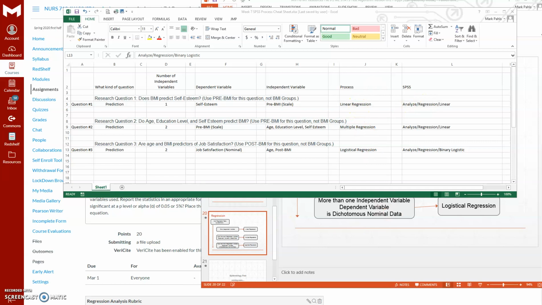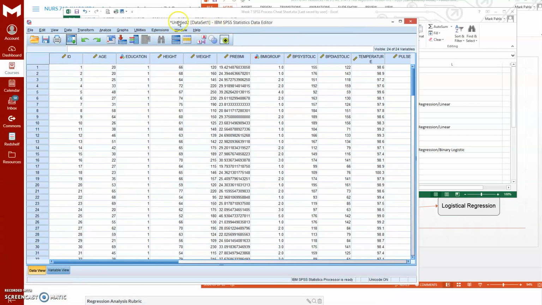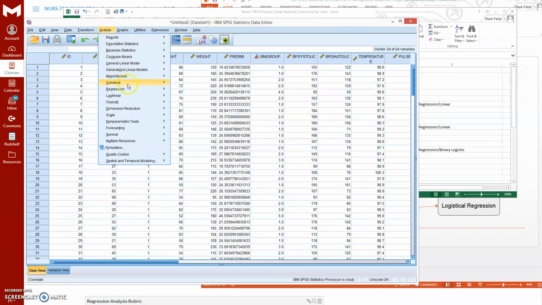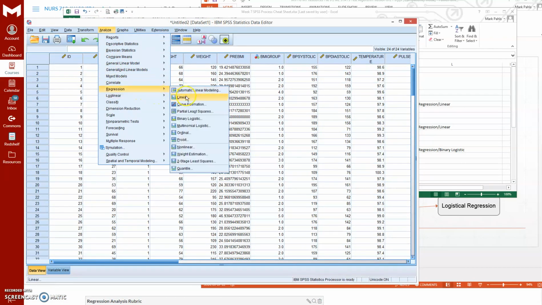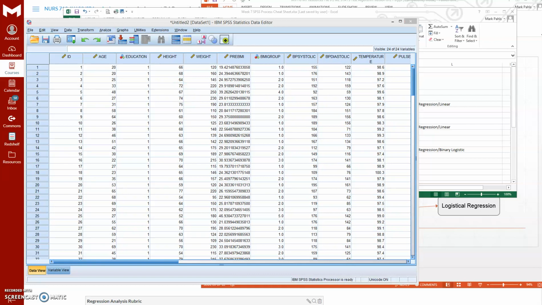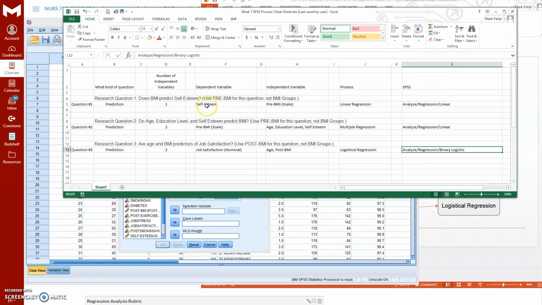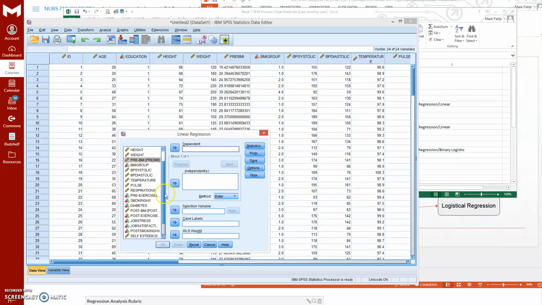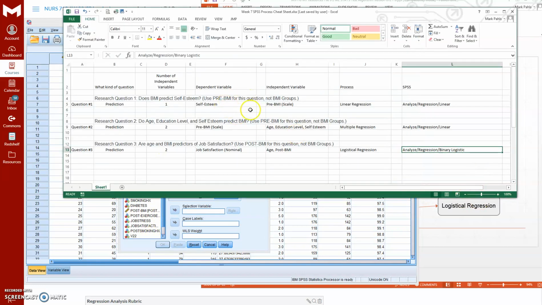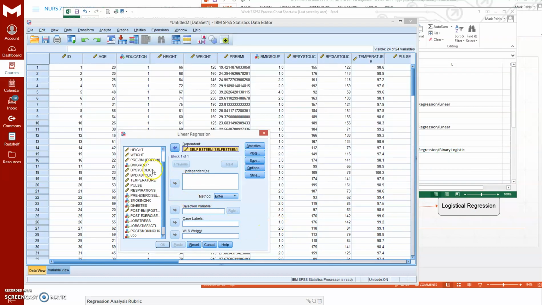Here's how we do this in SPSS. We're going to go to Analyze. We're going to go to Regression. And we'll go to Linear. When the box comes up, we are going to enter our dependent value here. Now, the dependent value is what you're trying to predict. We're trying to predict self-esteem. So self-esteem will go here, and we're using pre-BMI to do the prediction. So that's going to be the independent. Pre-BMI goes there.